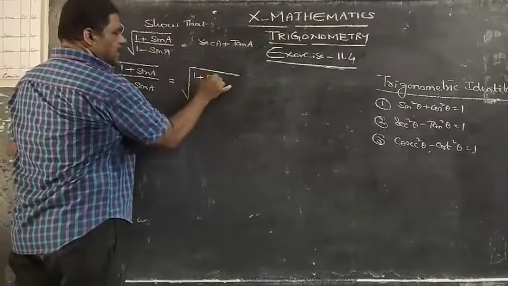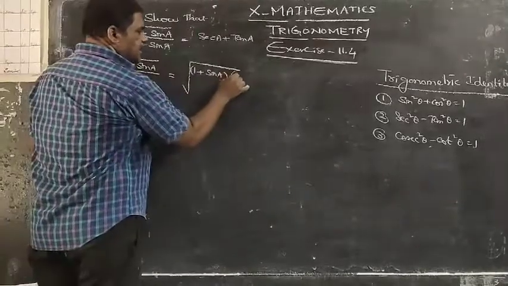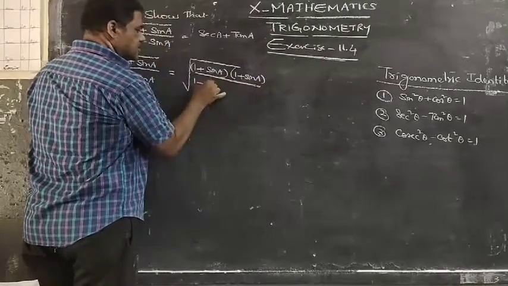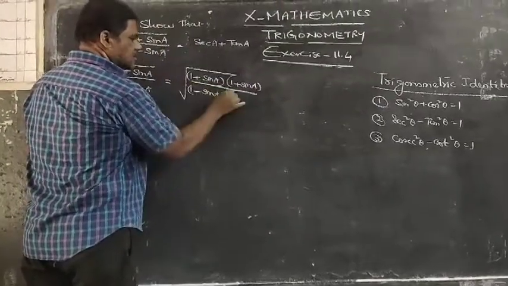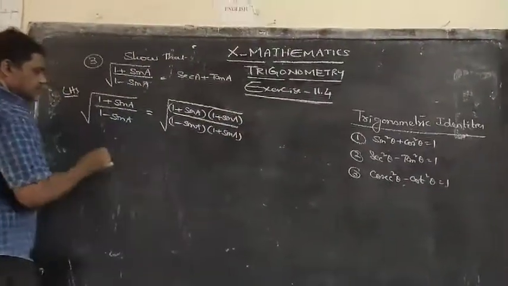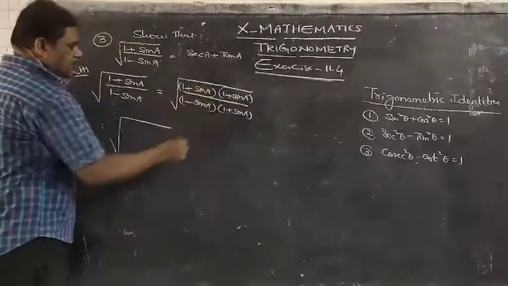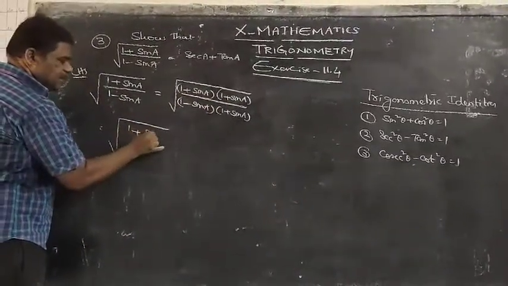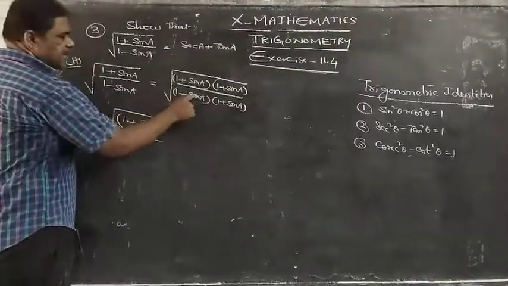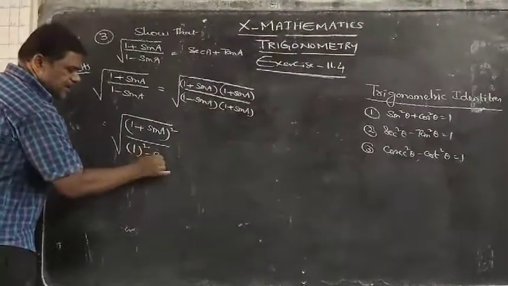Let us multiply and divide by the opposite sign of denominator. Here 1 minus sin a is there. Multiply and divide by 1 plus sin a. Numerator: 1 plus sin A into 1 plus sin A, it is 1 plus sin A whole square. Denominator is A minus B into A plus B, which is A square minus B square.